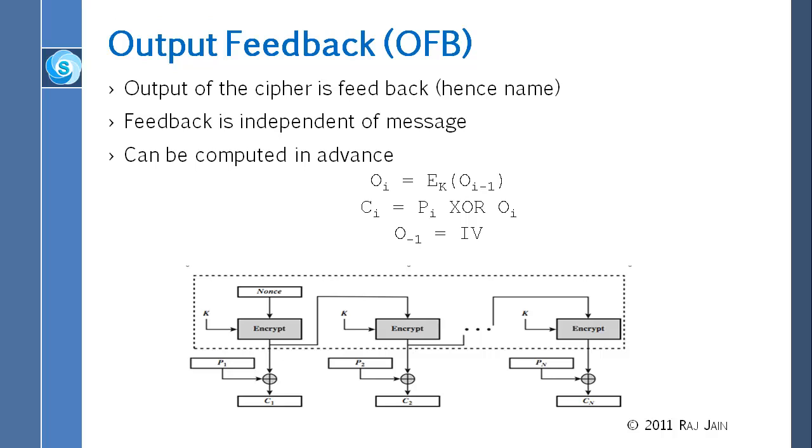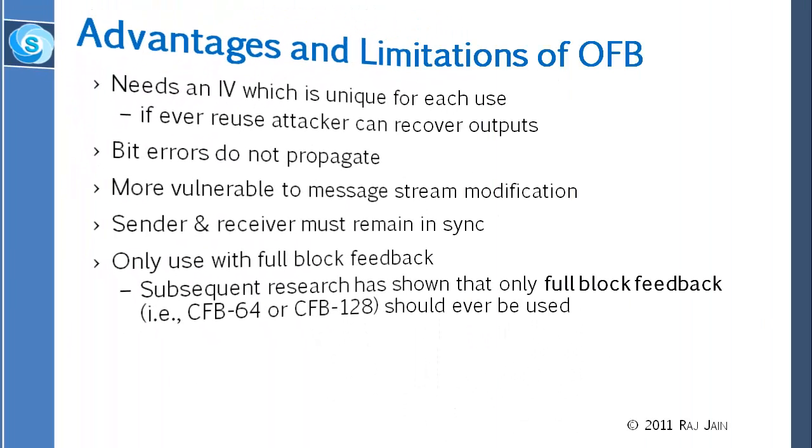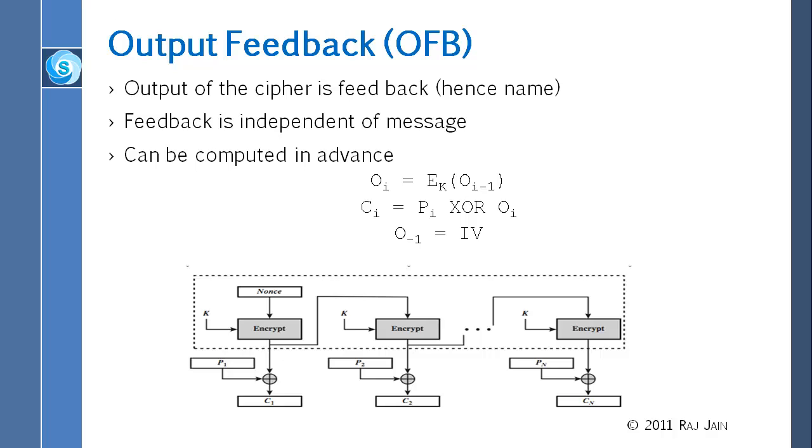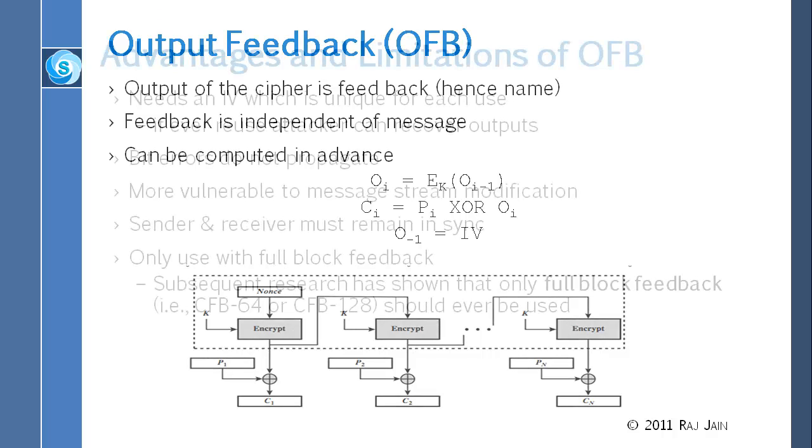Beforehand you can do it in this one, which is Output Feedback. In Output Feedback, the feedback is taken right from here. Okay, now in this case, this dotted line can be implemented before you get the plain text. So this one actually again needs an IV, and the bit errors do not propagate. See, that's another thing: if suppose C1 has an error in transmission, a network error, then it doesn't affect C2 because all of this is pre-calculated at the receiver, and as the bits come in, they're just exclusive-ORed. One bit error will cause one bit error.